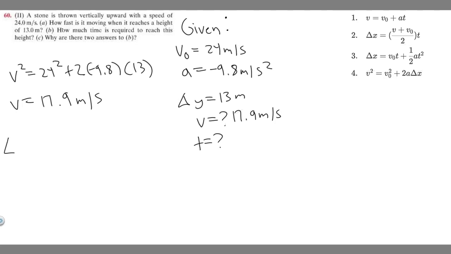So we have delta y. It says x, but just treat it as y. So delta y equals v sub 0 times t plus 1/2 times a t squared.